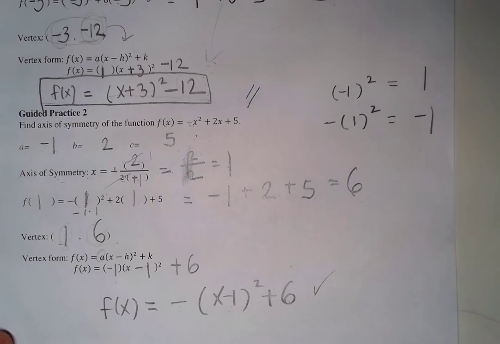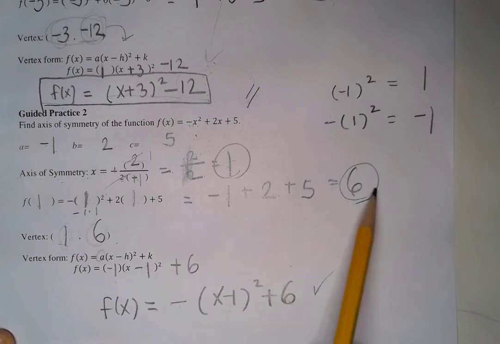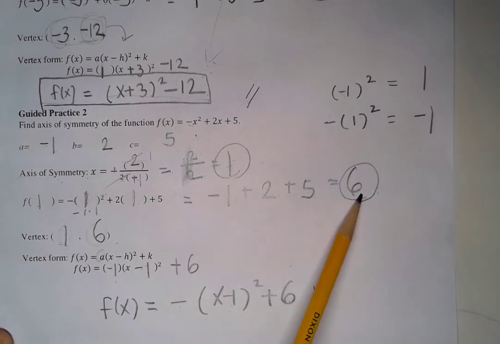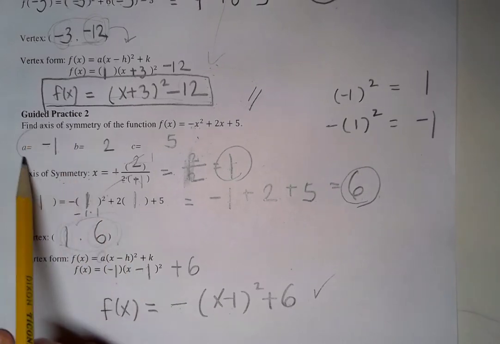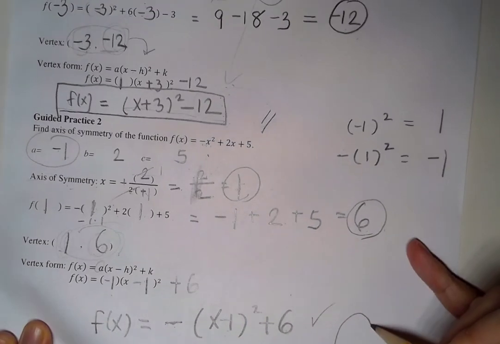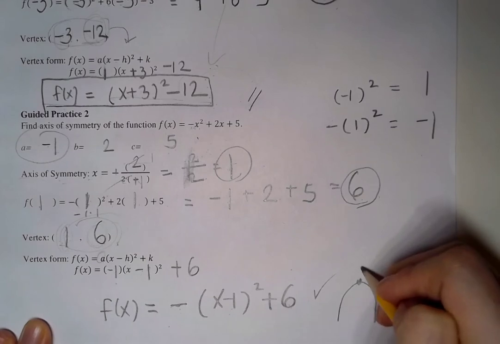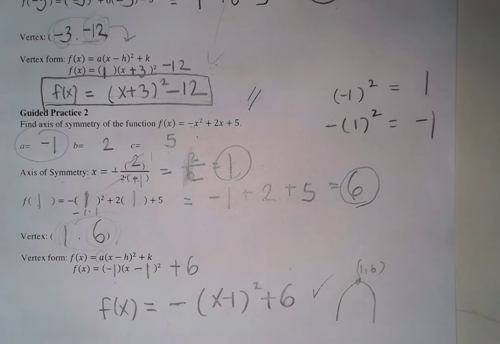So the steps: you need to figure out A, B, C. Get your axis of symmetry. Put the number back into the function. Then you will get this value. That's your x coordinate and y coordinate of the vertex. Whenever you get the vertex, use this and your A, and you can write the vertex form. Okay? And just a quick reminder, negative A, the graph looks like this, right? So vertex is 1, 6. Maximum 6, right? Just want to remind you.